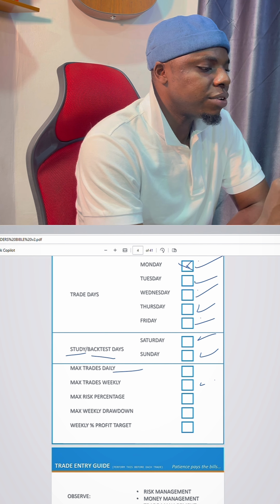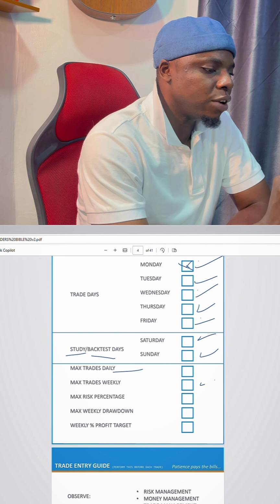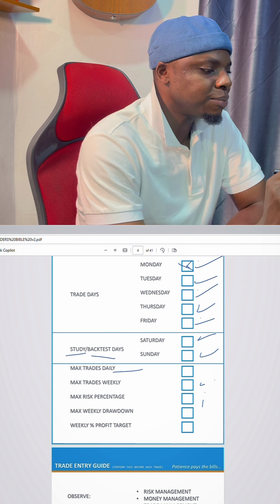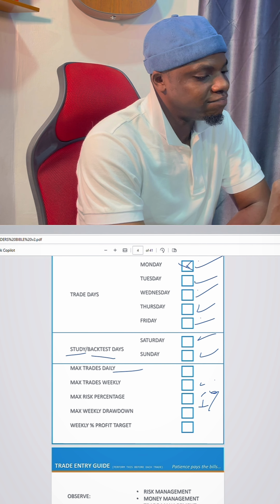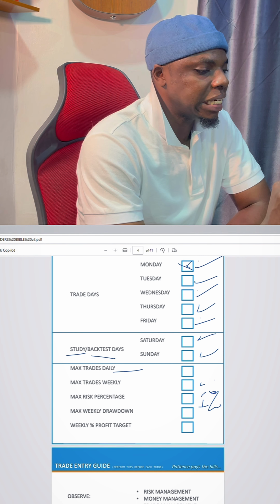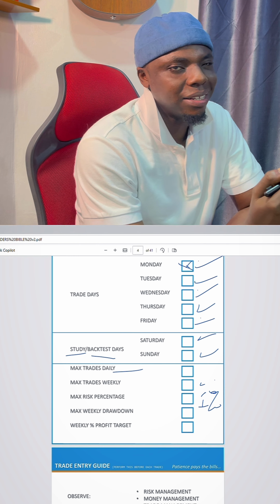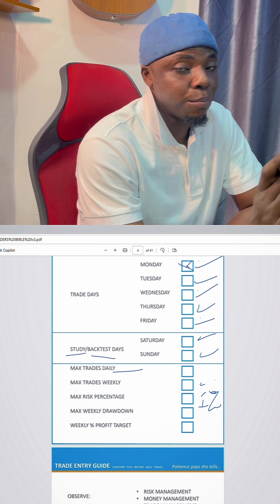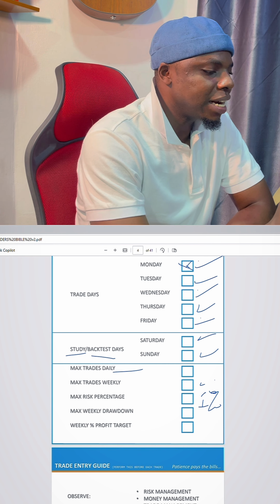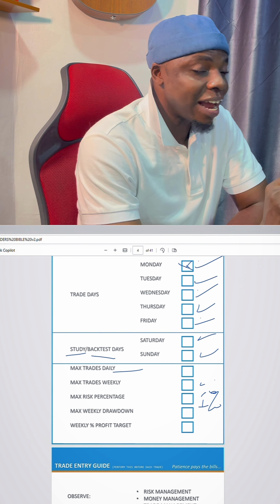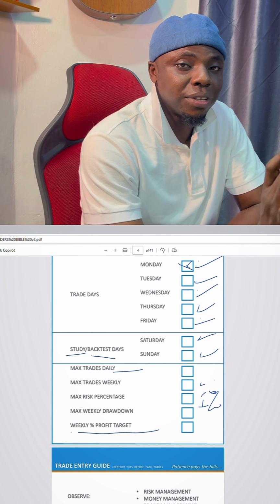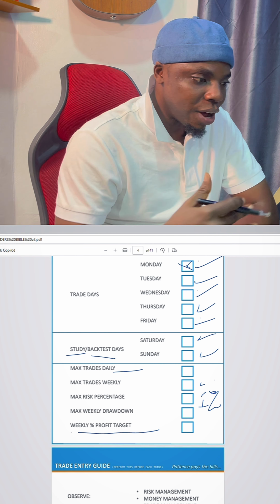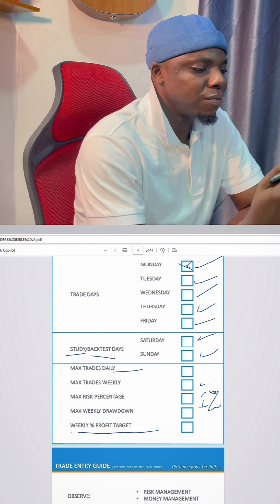And we have maximum risk percentage. What I do most times is just 1% per trade. Maximum weekly drawdown: most times once I pick my first two or three trades and I'm seeing negative, I run away from the market for the week. I've been doing that for a couple of years now. Then weekly percentage profit target. I don't really have a weekly percentage profit target just because I'm a swing trader. I hold trades over days and weeks, and because of that, I don't really have that.